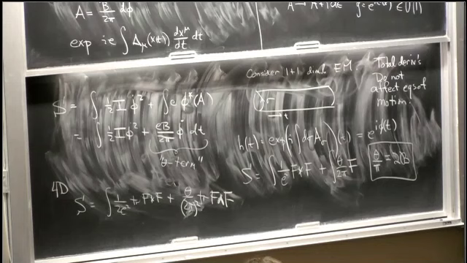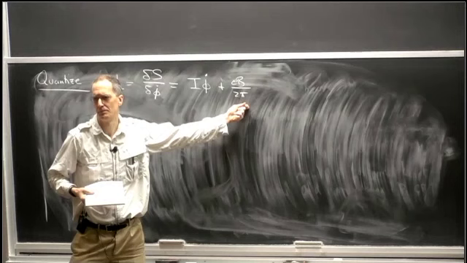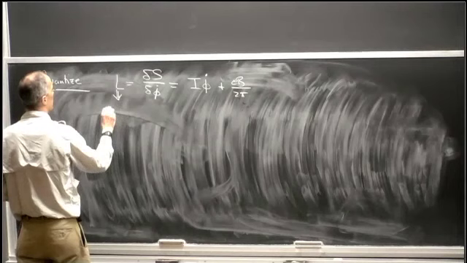So let's quantize this. We introduce the angular momentum conjugate to phi dot. And now you see that's I phi dot plus eb over 2 pi. This comes from that linear term, the total derivative that didn't change the equations of motion. Now, in quantum mechanics, this is going to be replaced by minus i h bar d by d phi.